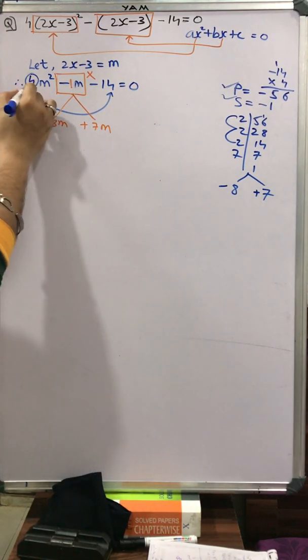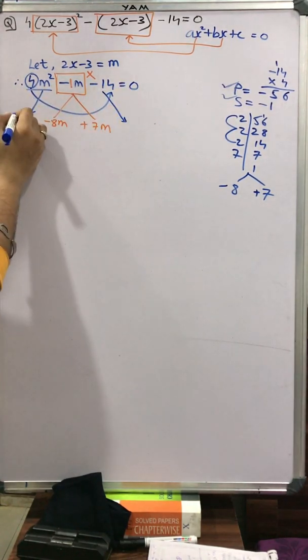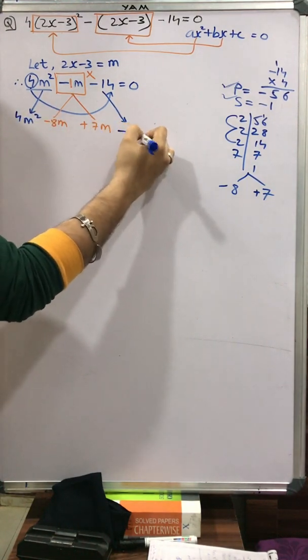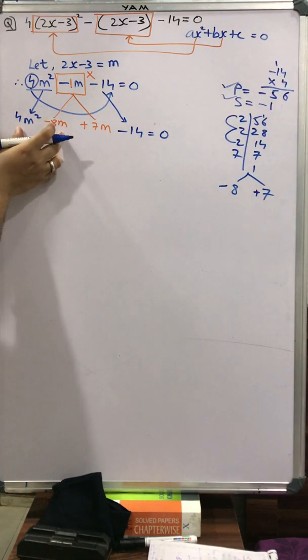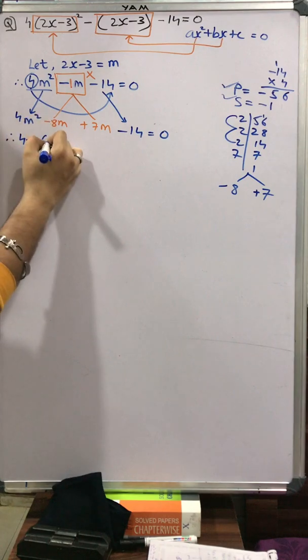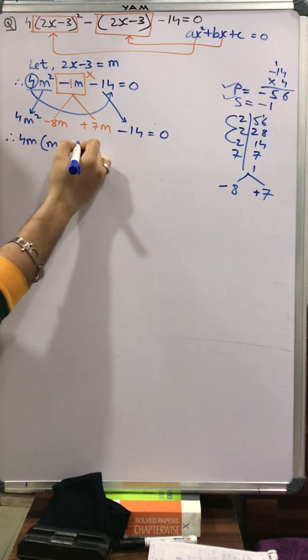Okay, and this first term I will copy as it is, and this last term I will copy as it is. So this becomes 4m square, and this becomes -14 is equal to 0. Okay, now let's solve it. From the first two terms we have to remove common. Therefore, if I remove 4 common and m common, what remains is m minus 4 2s are 8, and m common has been taken out.